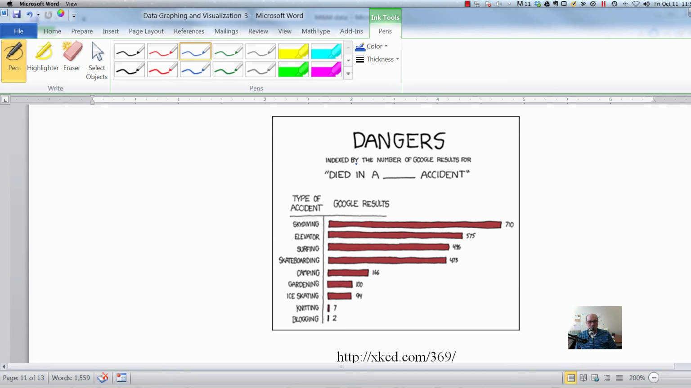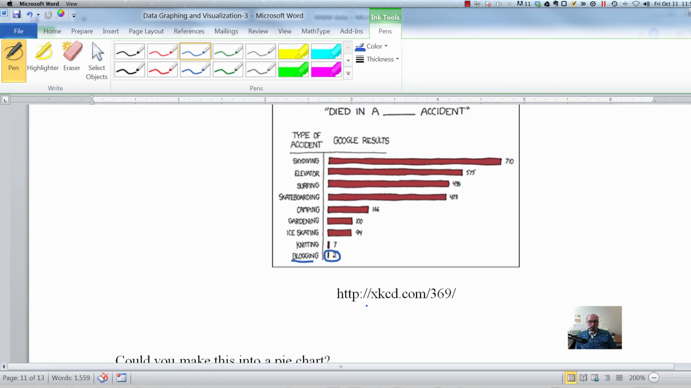So here's dangers indexed by the number of Google results for "died in a blank accident." We have the number of people over here and then the type of accident. We have blogging accident down here. There are 2 people who have died in a blogging accident. So that's too bad.